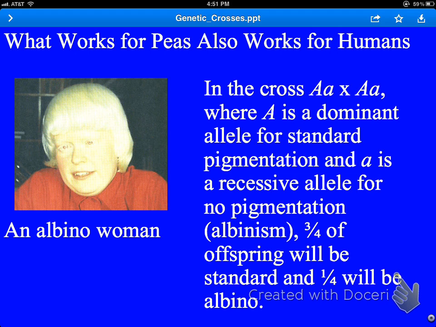What Mendel found works in pea plants also works in any organism, whether it's a plant, a fish, a monkey. And so here is a picture of a woman who has albinism, which is a recessive trait. And the only way you can have a recessive trait is if you've inherited 2 recessive alleles. So the genotype for this particular woman is going to be lowercase a, lowercase a.